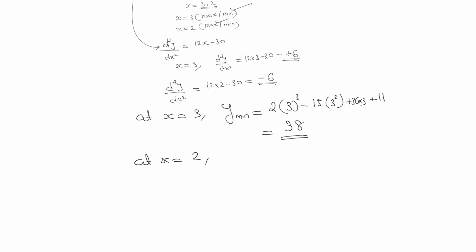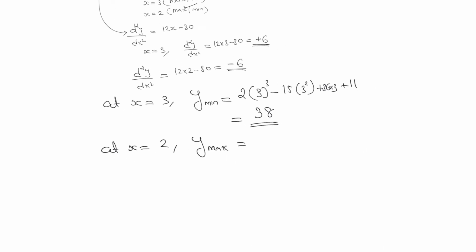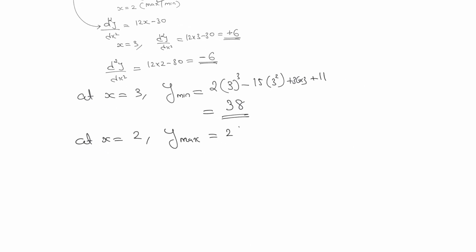And same as like at x is equal to nothing but 2, we'll get the maximum possible value for it. If you're putting 2 instead of x over here, it becomes 2 into 2 raised to 3 minus 15 into 2 square plus 36 into 2 plus 11. You'll get the answer as around 39. So these are the minimum value and maximum value, or the local maxima and local minima, at x is equal to 3 and at x is equal to 2.